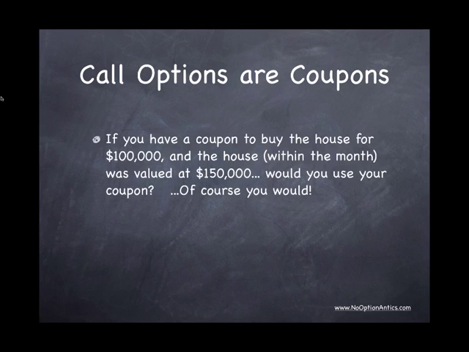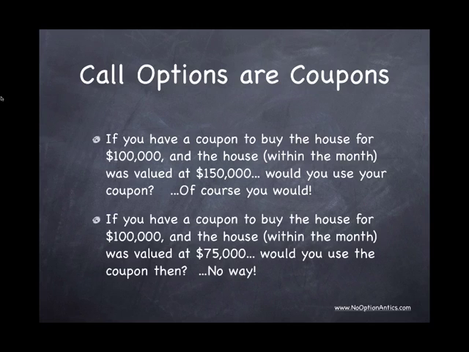All right? If you have a coupon or an option to buy that house for $100,000, and sometime within the month the house went up in value to $150,000, would you be willing to use that coupon? Well, of course you would, because if you could buy the house for $100,000 and it's worth $150,000, you're making out on the deal. On the opposite side, if you have the coupon to buy the house for $100,000 and the house sometime within that month was only valued at $75,000, would you want to use the coupon then? Well, of course not. Why would you pay $100,000 for something that's only valued at $75,000?